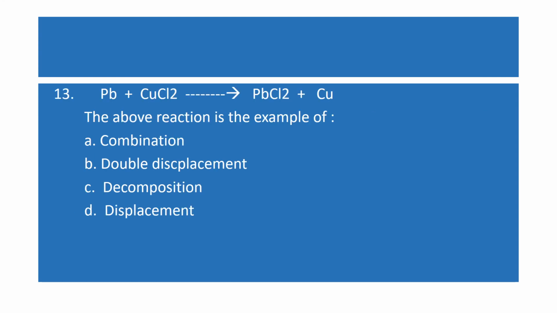Pb plus CuCl2 gives PbCl2 plus Cu. The above reaction is the example of combination, double displacement, decomposition, or displacement. You know, this is not the example of combination. This is not the example of double displacement, and even this is not the example of decomposition. This is the example of displacement because Pb displaces copper here.